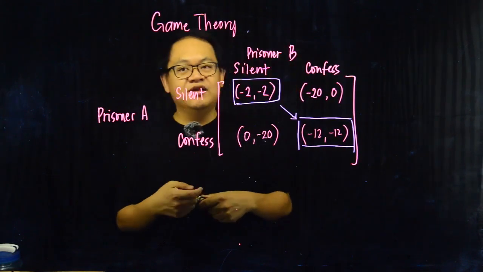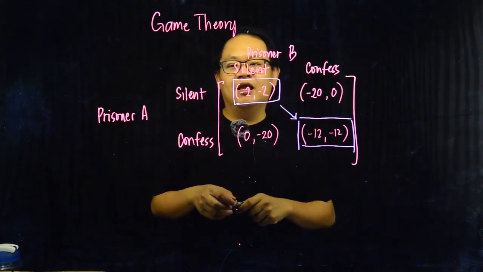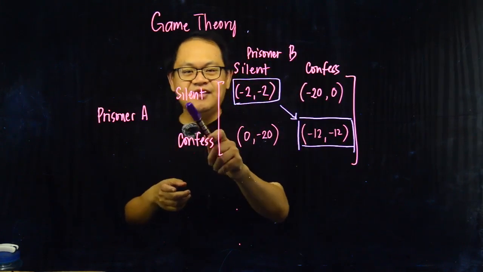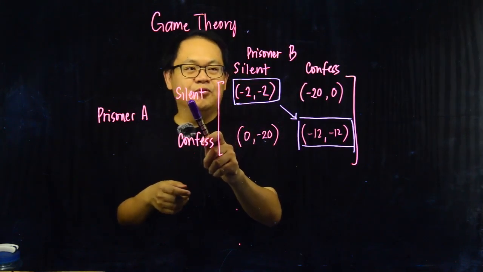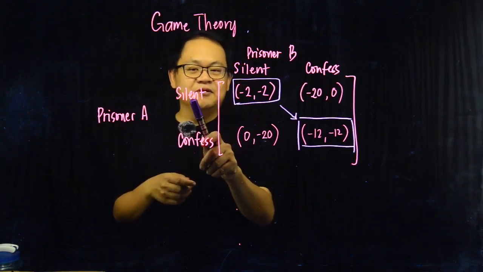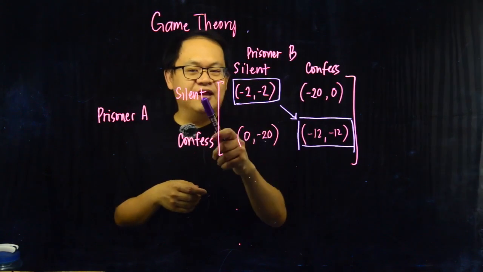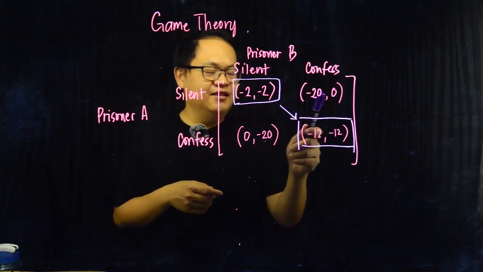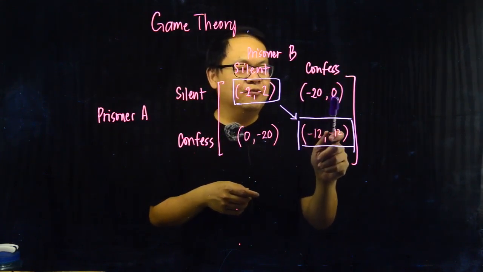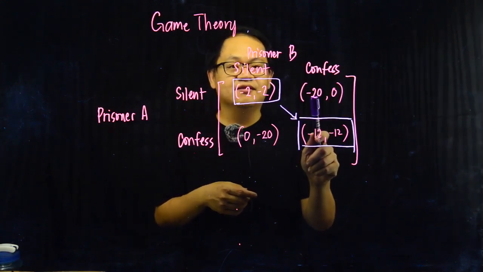Why? Because if the 2 prisoners are in 2 separate rooms, then imagine you're prisoner B and I'm prisoner A. If I stay silent, and because I don't know what's happening with prisoner B, I will think, maybe prisoner B is ratting me out. And if prisoner B is ratting me out and I stay silent, then we will get this scenario where prisoner B will get 0 jail time and I'll get 20 years.